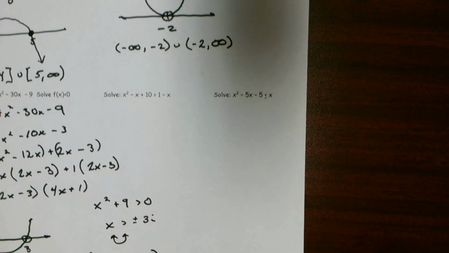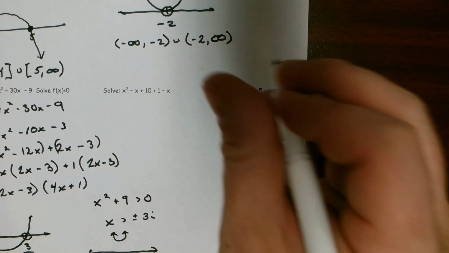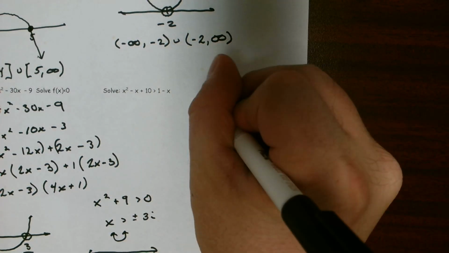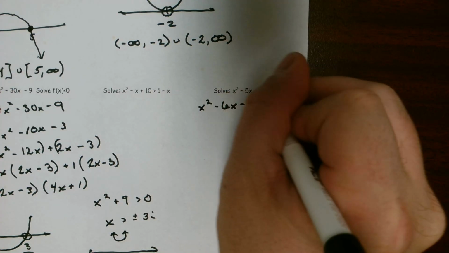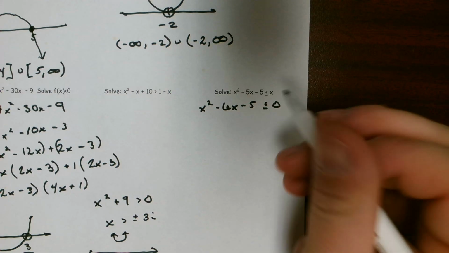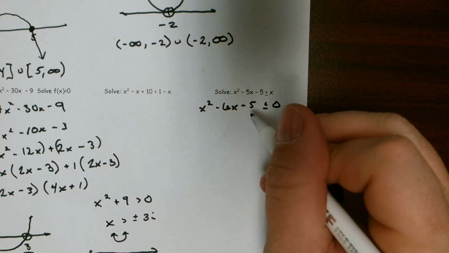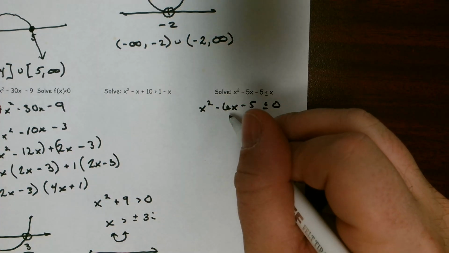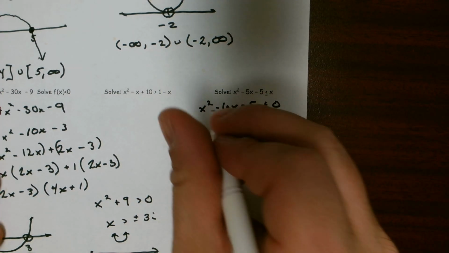Awesome. Okay, so let's take a look at this last one on the page here. Again, moving everything over to the other side, we're going to say x squared minus 6x minus 5 less than or equal to 0. Well, there are no factors of negative 5 that add up to be negative 6. So we're going to have to use the quadratic formula.